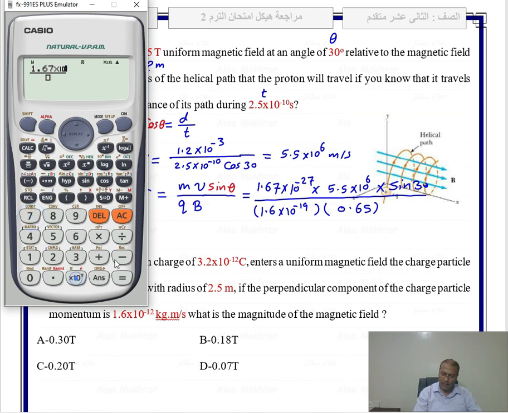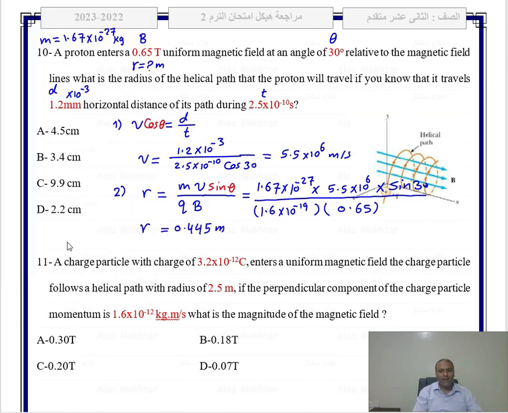1.67 times 10 to the negative 27 times 5.5 times 10 to the 6 times sine 30 over 1.6 times 10 to the negative 19 times 0.65. The answer is 0.045 meter. Convert it to centimeters. How to convert from meter to centimeter? Multiply by 100. It's equal to what?